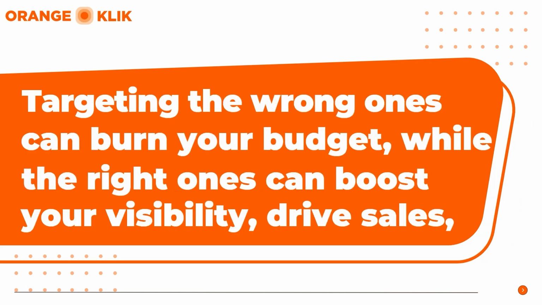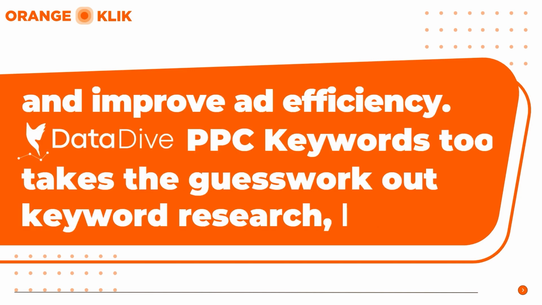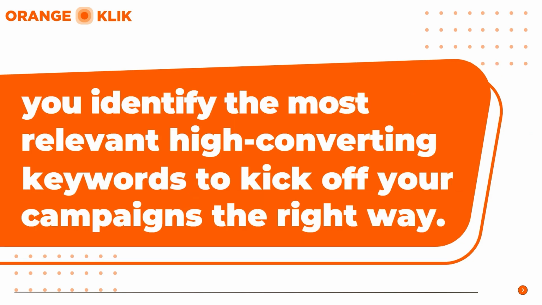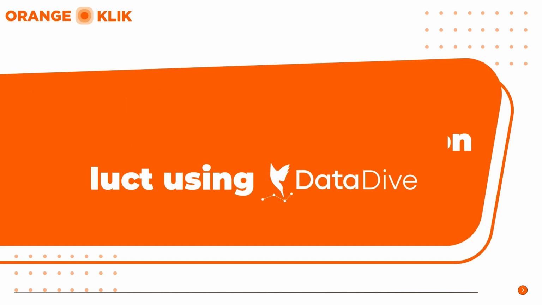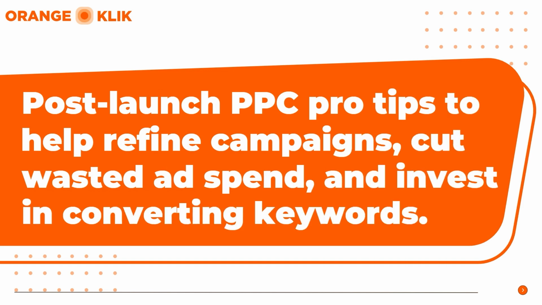Targeting the wrong ones can burn through your budget, while the right ones can boost your visibility, drive sales, and improve your ad efficiency. That's where DataDive's new PPC keywords tool comes in. It takes the guesswork out of keyword research, helping you identify the most relevant, high-converting keywords to kick off your campaigns the right way. Hey everyone, I'm Nikki from Orange Klik, and in today's video, I'll show you exactly how to find the best PPC keywords for your Amazon product using DataDive. But that's not all. Stick around until the end because we will also reveal post-launch PPC pro tips to help you refine your campaigns, cut wasted ad spend, and double down on the keywords that actually convert.